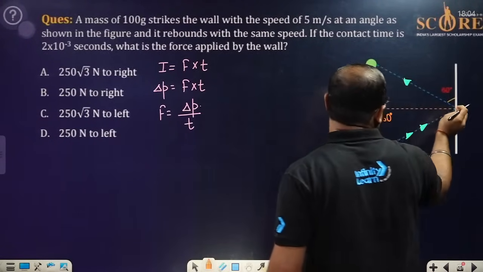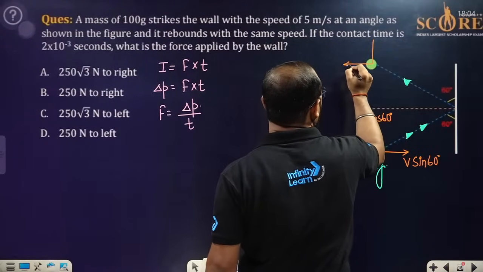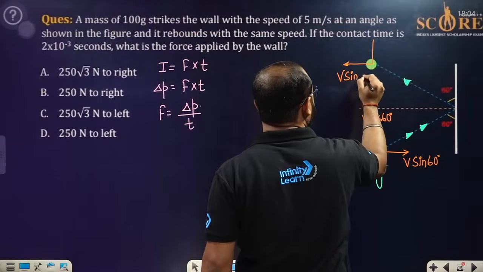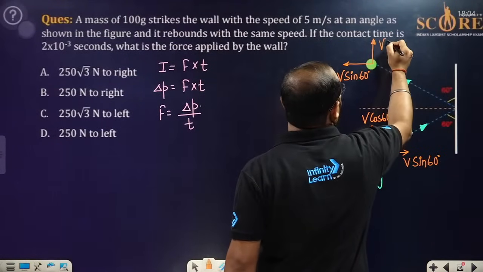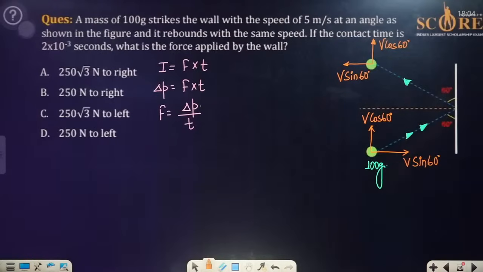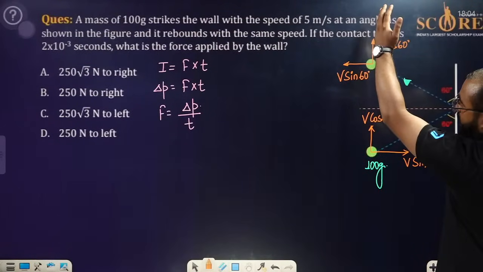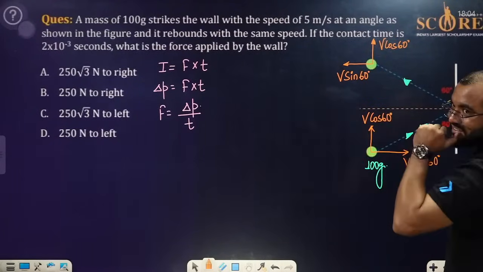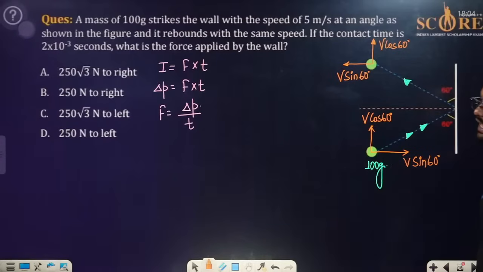Fine. Similarly, after the rebound, the ball is moving in this particular direction, so it will be like this. In this direction, I can say it is V sin 60. And in this direction, it is V cos 60. Now, if you try to understand, in the vertical direction, top and top, there is no change. We have to find that change. The change is happening in the horizontal direction. One is moving in this way, one is moving in that.